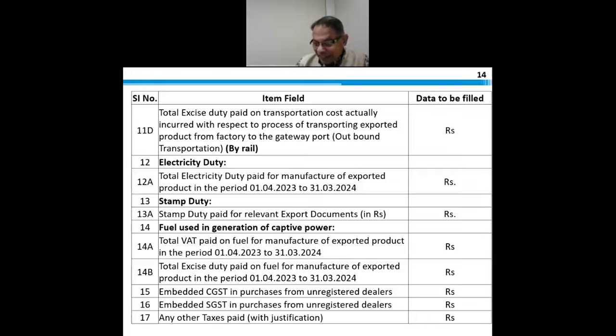This is another funny aspect. Even from a service provider, people want GSTIN and registration. Are you likely to buy goods from unregistered dealers, particularly exporters? Maybe 0.1% people in India might have bought this. So this really doesn't make sense. It's a very, very small amount. But then that is also included, and any other taxes paid with justification. So if you have some local taxes which you have paid, give the justification, include that.